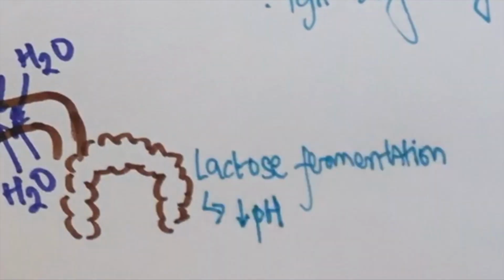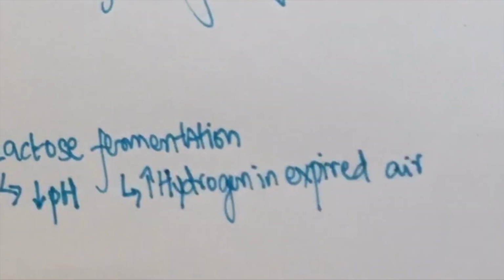pH of the stool will be low because lactose gets fermented by the bacteria in the colon. Fermentation also leads to the production of hydrogen. This is why the expired breath of these patients will contain a large amount of hydrogen. This is known as the lactose hydrogen breath test and is used for diagnosing lactose intolerance.